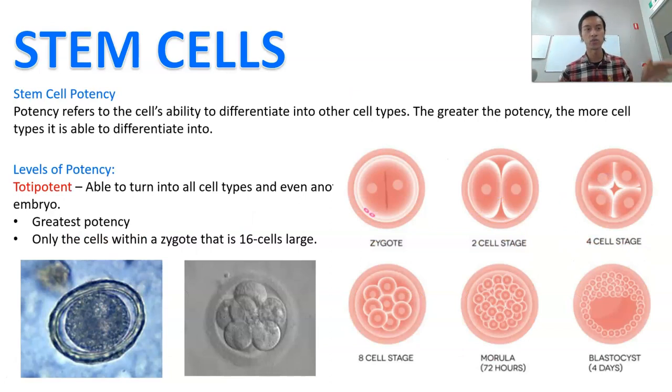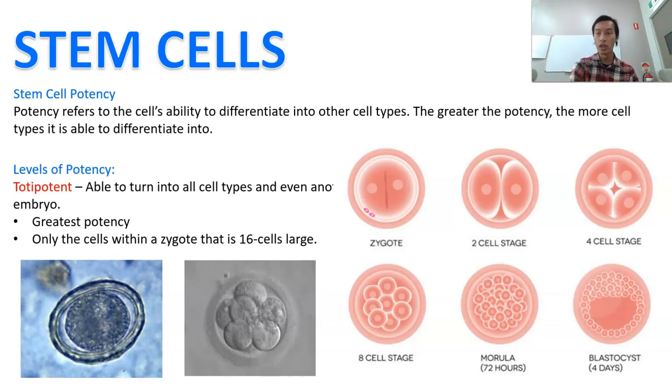Now, when we think of stem cells, we often have to think about the level of potency that the stem cells have. Potency refers to its ability to differentiate into other cell types. The greater the potency, the more capable that stem cell is, right? The greatest level of potency is what we call a totipotent stem cell, which can turn into any cell type in the body. It doesn't matter whether it's a heart cell or a brain cell or whatever. It has the ability to turn into those cells, right?